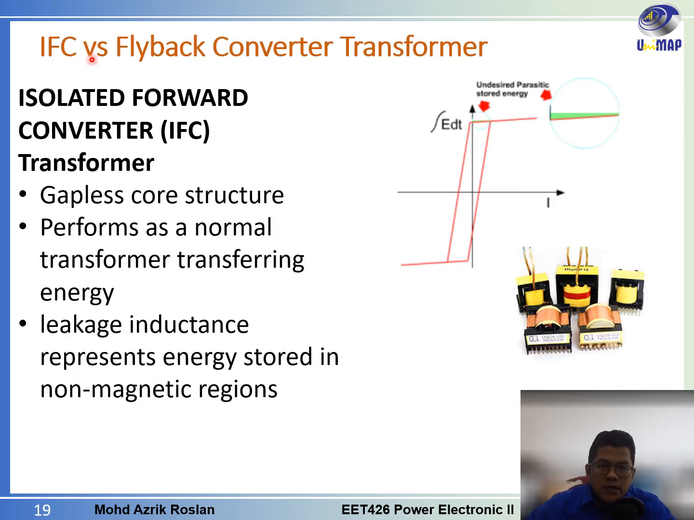Now we look at the isolated forward converter and flyback converter transformers. We want to compare both of them. Here we have the forward converter transformer. Usually it uses a gapless core structure, a solid one without any air gap. So it performs as a normal transformer, transferring energy, and you can see very small energy storage here, in terms of the leakage inductance, representing energy stored in the non-magnetic regions.